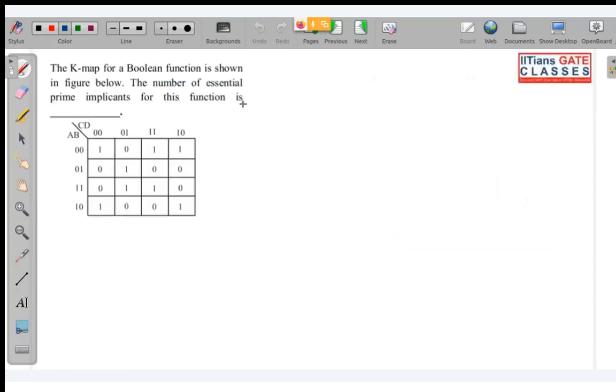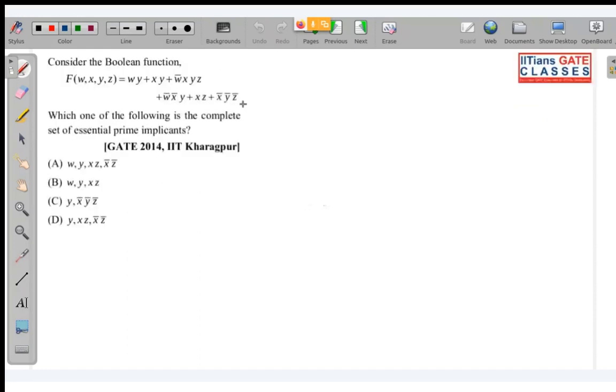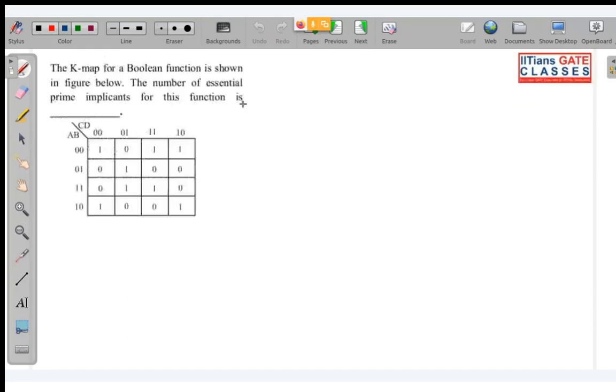Now solve this question and tell me what the answer is very quickly. If you have any doubts, you can ask me. I have a lot of questions on prime implicants and essential prime implicants. Very quickly, tell me.